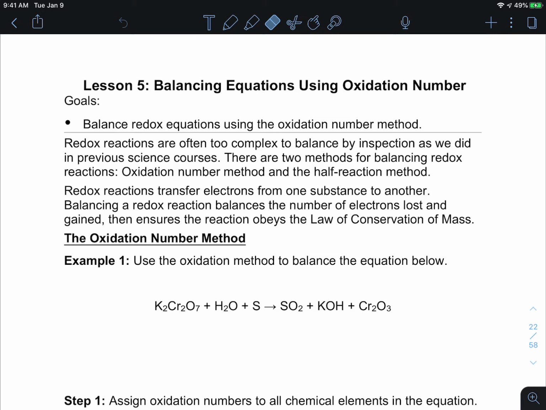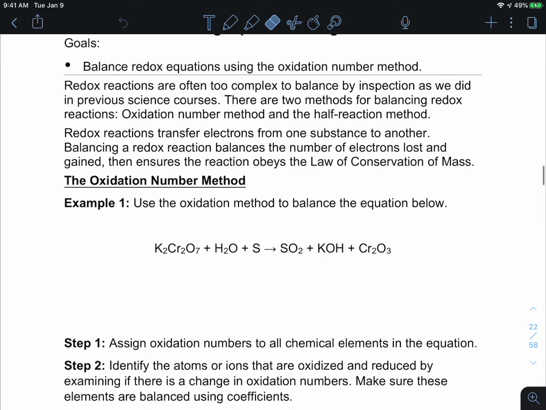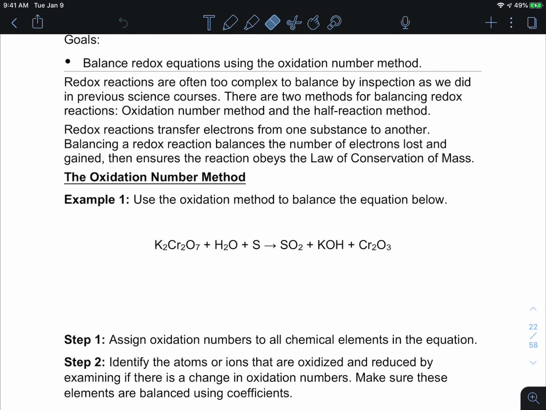Hello everyone. Today we're going to be doing a very important lesson. I think it's one that is covered or needed when you go to university. It is the balancing of redox equations using various methods. We're going to start with the oxidation number method, although I really do like the half equation method.